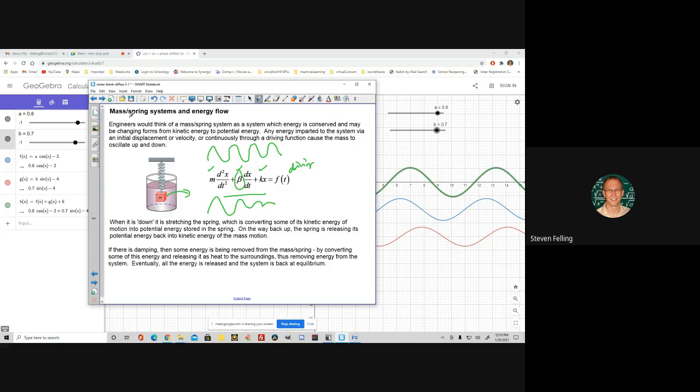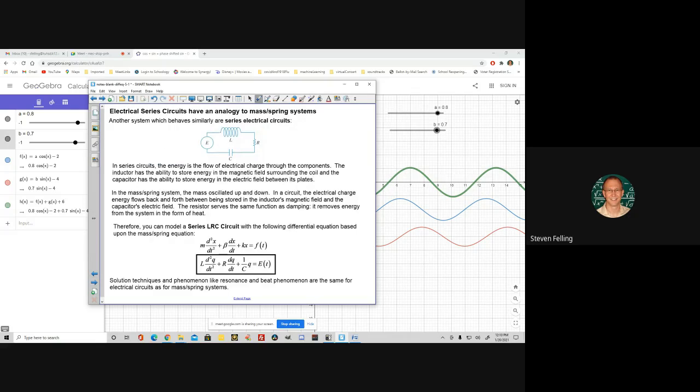All right. So the reason I'm talking about that is there are a lot of other kinds of systems in physics and engineering that can be modeled this way, where you're moving energy from kinetic to potential energy, and there's some mechanism for draining energy out of the system. And one of those is electrical circuits that we mentioned before. Okay, if you have an electrical circuit, let's say we have a series circuit which has an inductor and a capacitor along with the resistor.